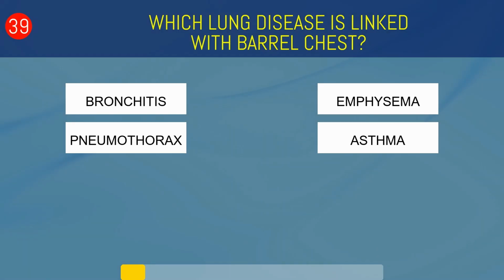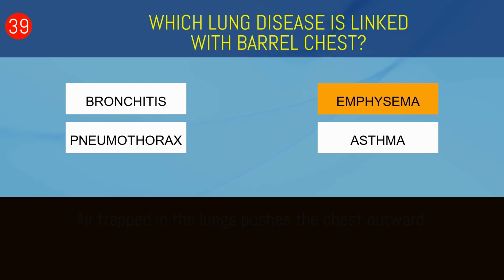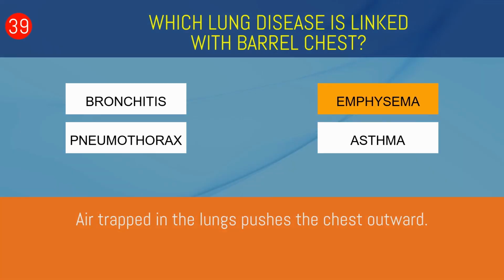Which lung disease is linked with barrel chest? Bronchitis, pneumothorax, emphysema, or asthma? Emphysema. Air trapped in the lungs pushes the chest outward.